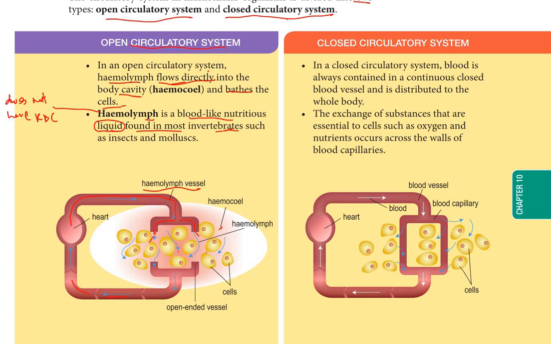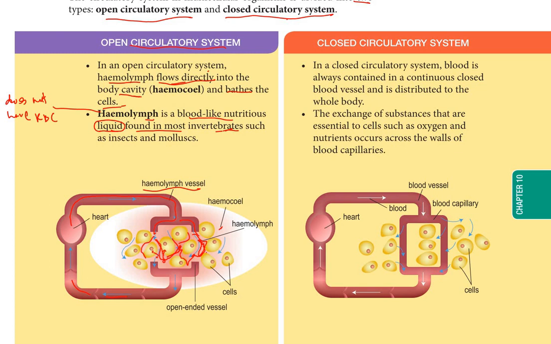So it will bathe the cell, means it will move around the cell. Okay, have contact with the cell here, like a fluid that fills the space between the cells. At the same time, this hemolymph will carry the oxygen, for example. So this oxygen will directly diffuse into the cell from the hemolymph.